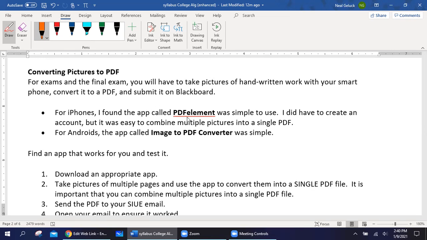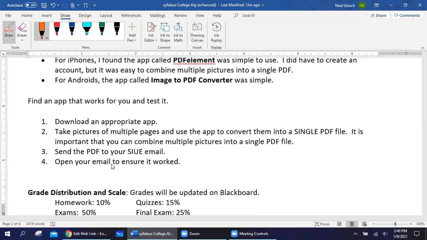Here's a couple apps that I found that work pretty well. There are many apps that can convert images on your phone to PDF. I mean, if you have a scanner that can scan to a PDF, great. Whatever you've got to do, I want a single PDF of your written answers with the work shown, submitted as an assignment for me to grade. So again, you can read through all of this, find what works for you. What I found was easiest to send the PDF to my email, then open the email on my computer and attach it.